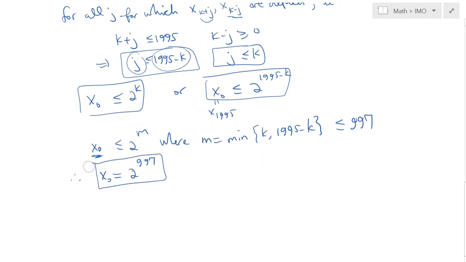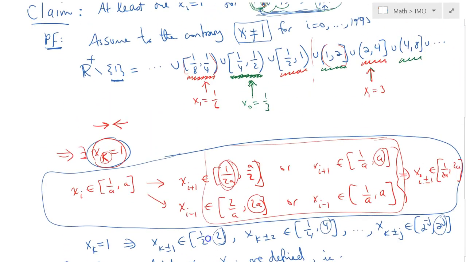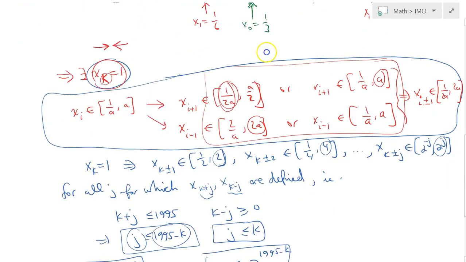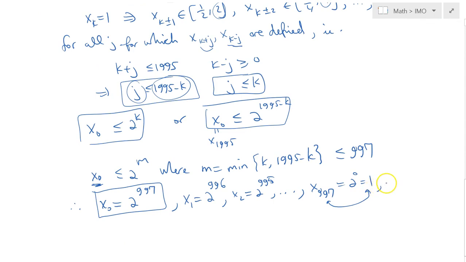So you can think, does this work? Yes, it does. If you start with x sub 0 as 2 to the 997, x1 you can pick by dividing it by 2, 2 to the 996, and x2 would be 2 to the 995, and so on, all the way up to x sub 997, which will be equal to 2 to the 0, which is 1. That's great. So that's the condition of this claim here. And then we can keep going further. So x sub 998 would simply be equal to 1/2, and we continue in this fashion.